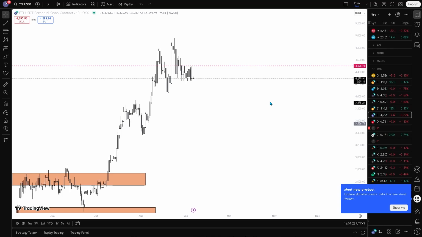So hello everyone, guys, if you ever bought at support only to watch the market crash straight through it, you are not alone. In fact, 90% of traders lose money at support and resistance levels. And today I'm going to show you exactly why, and how smart money uses these levels to take your money. Stay until the end because I'll reveal one pattern institutions never want you to know.